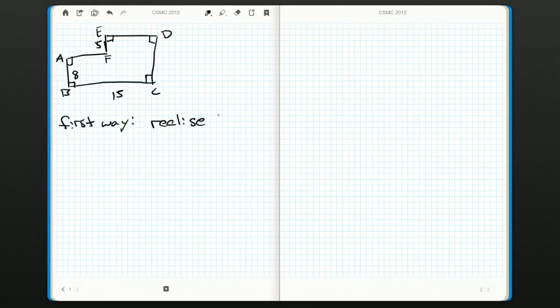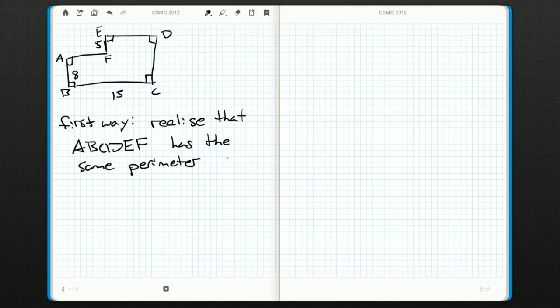Or what we could do is realize that ABCDEF has the same perimeter, but not the same area, as this rectangle, which I guess we'll give them names P, Q, R, and S. 15, and then there's sort of a break here where it's 5 and 8. So it's 13 on this side, 15 on this side.